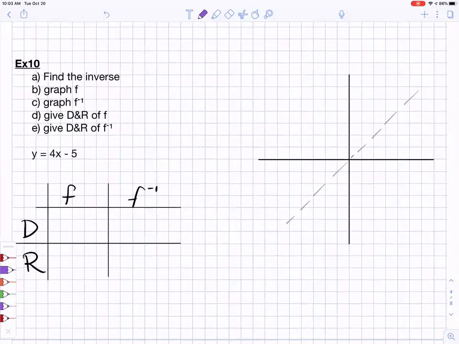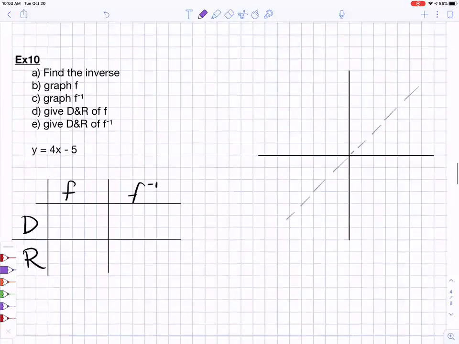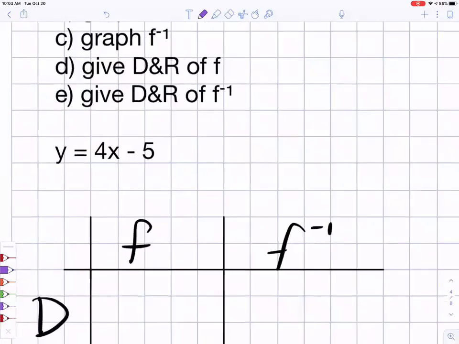So number 10, first of all, says to find the inverse. Okay, part A. So let's go find the inverse. What does step number 1 tell you to do in the tips? This is a 4-step list. Change f of x to y. Well, when you look at my function here, I already have a y. It wasn't written as f of x, so we're good with that.